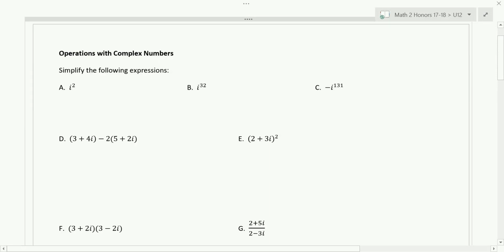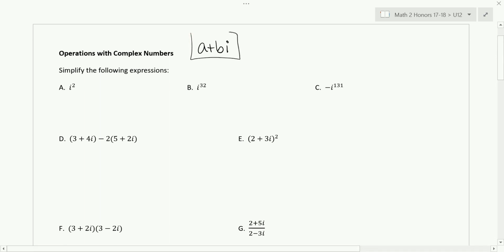Okay, so we're going to look at operations with complex numbers. Every complex number is in the form a plus bi. Every number we work with can be put into that form. And so a is our real part, bi is the imaginary part.